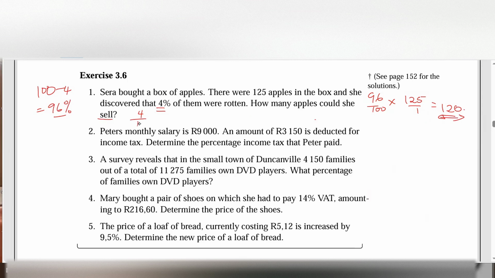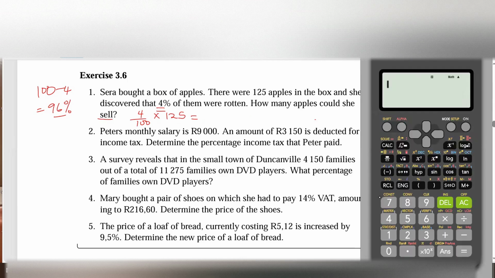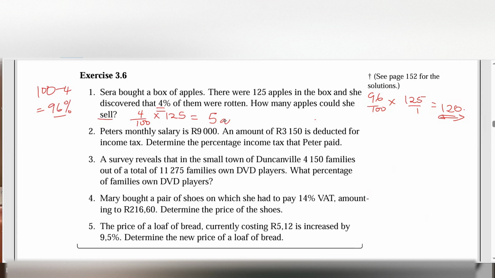Alternatively, you can get 4 over 100 multiplied by 125. Okay, let's see. We are saying 4% of 125. This must give us 5. So 5 apples were rotten. Then to get what is left, the good ones, 125 minus 5, which gives us 120.